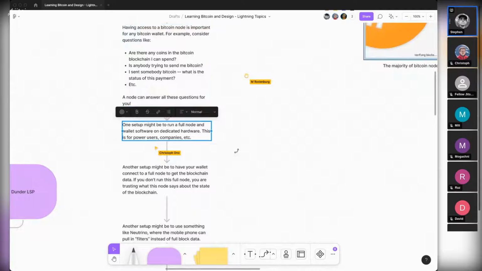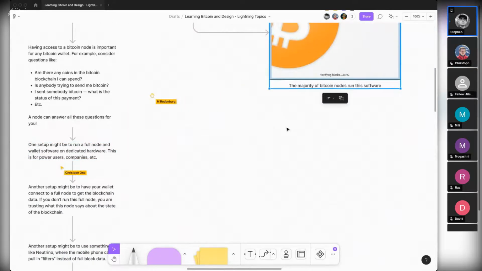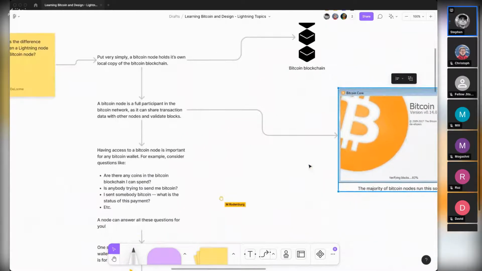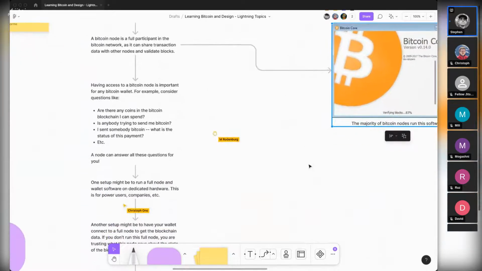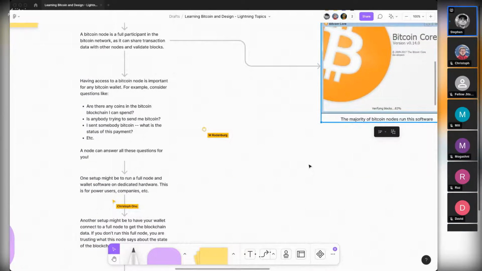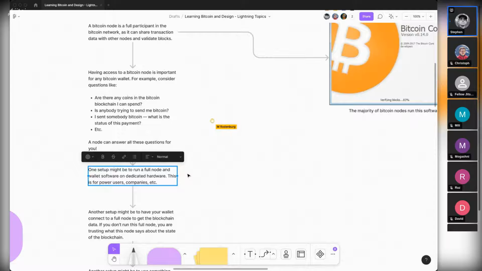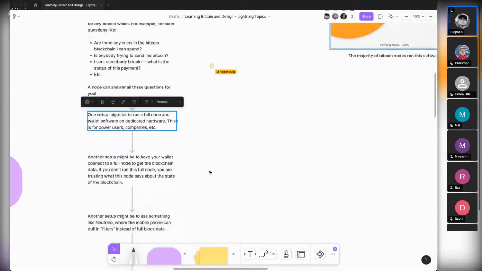One thing you could do is run a full node and wallet software together on the same computer. And that's what Bitcoin Core does. It will let you run a wallet and a node together. Most people don't do that in their daily lives, so if you've never done that, don't feel like you're missing out. It's for much more technical users, but that would be one way of doing it, where the node and the wallet are effectively the same thing.